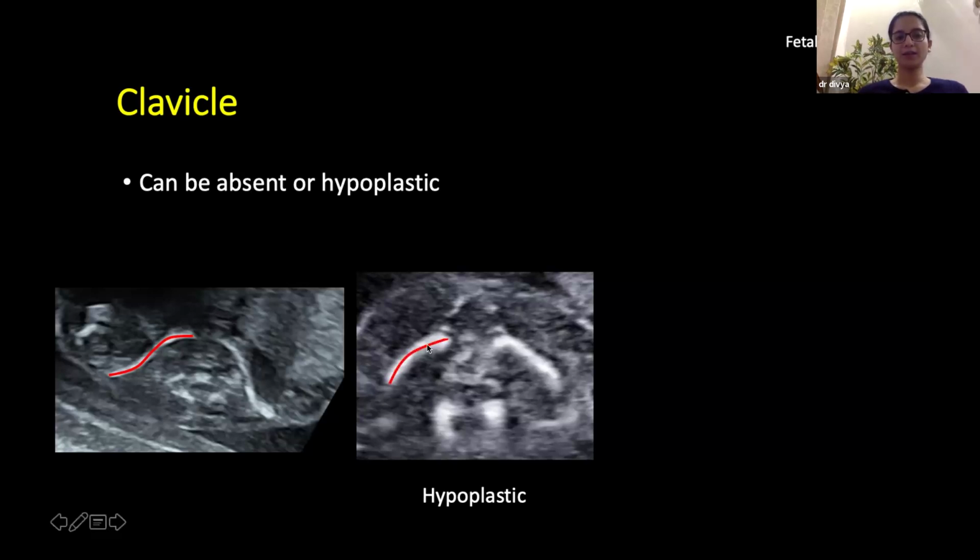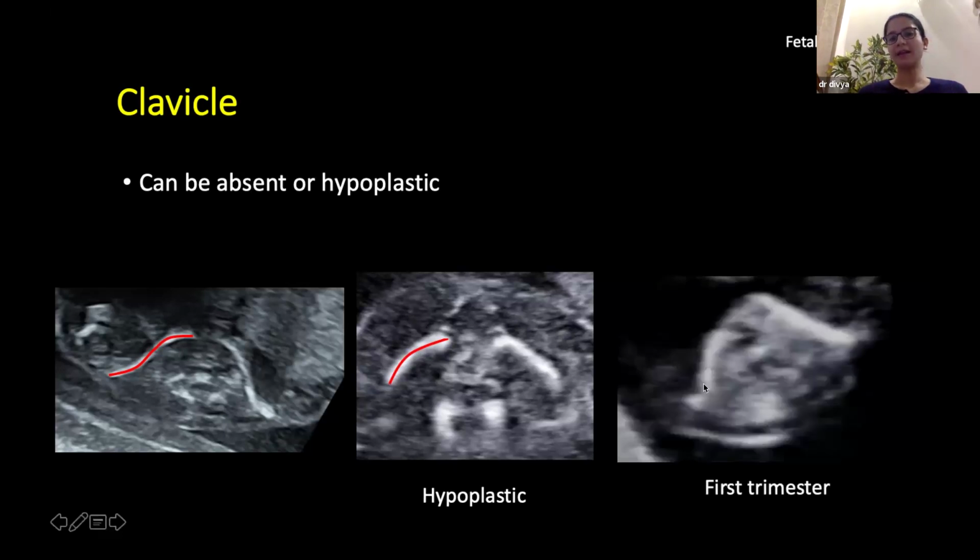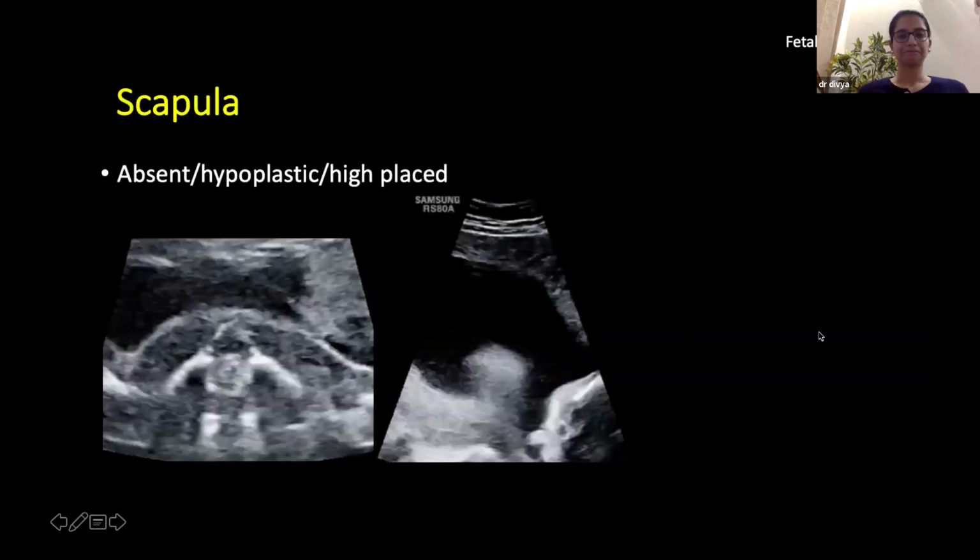You can see here, this was a case with hypoplastic clavicles. The normal S-shaped contour is not seen. And if you were to measure this clavicle, it would fall less than the 5th centile for this period of gestation. Clavicles can also be assessed again in the axial plane in the first trimester, as you see here.